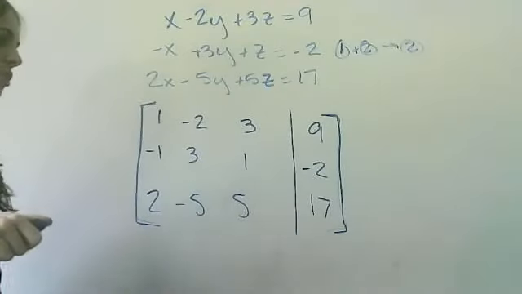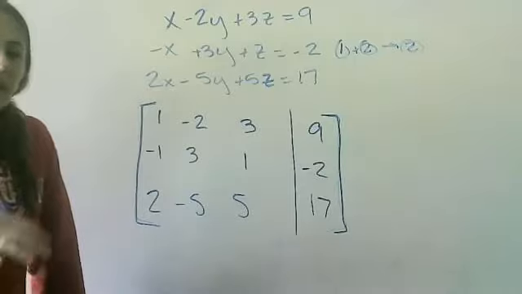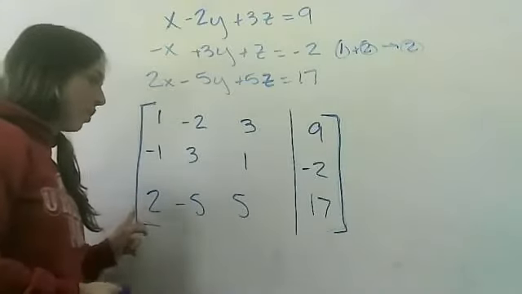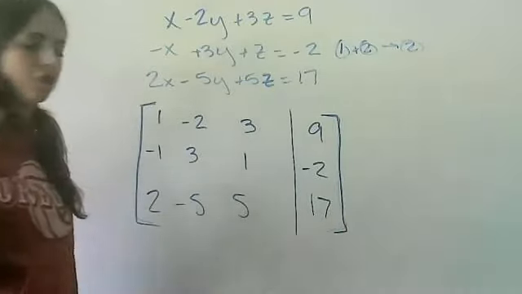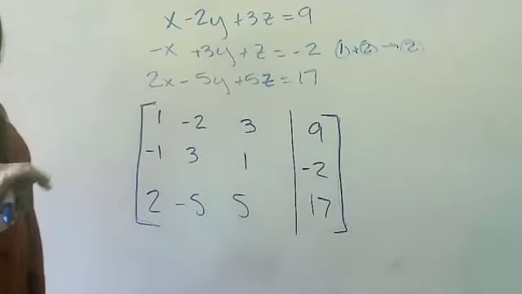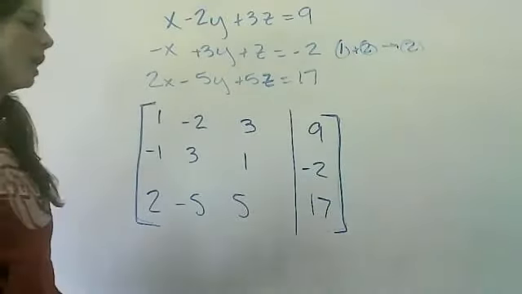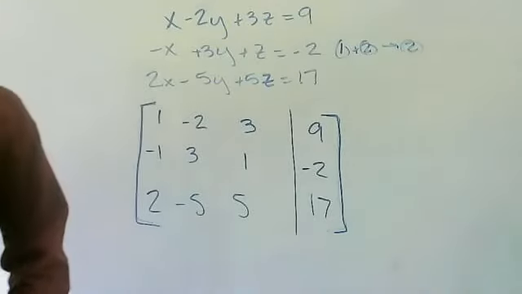The only big thing you cannot do is multiply by 0. Obviously, if I multiplied any of these by 0, I'm going to get 0 equals 0, which is infinite many solutions. We're not dealing with that. You cannot multiply by 0. Anything else is fair game.